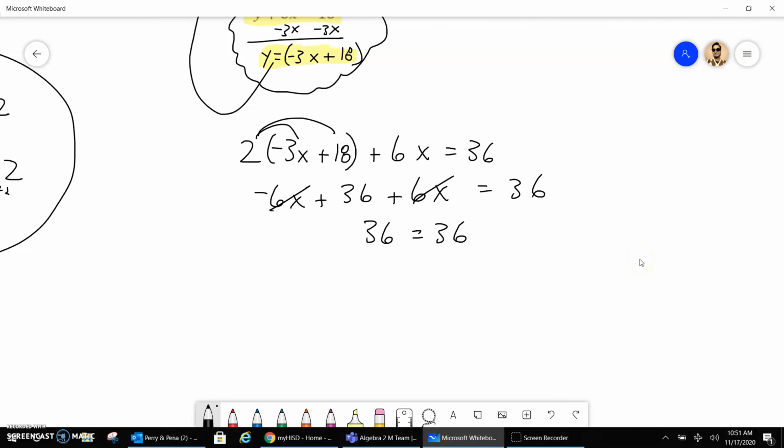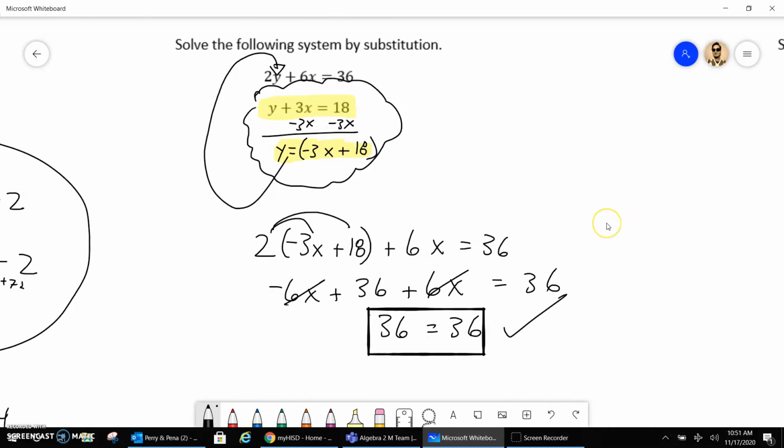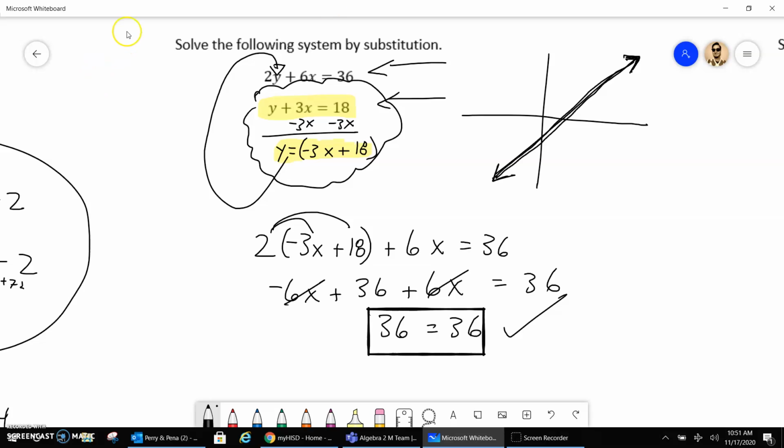Where's our variable? Well, when we get a true statement, 36 does in fact equal 36 all the time. When you get an always true statement and you're solving systems of two linear equations, that means that graphically, you had some line, and then you had some other line that was actually the same line. It was just that the equation of the line looked a little different, but they were in fact the same line.